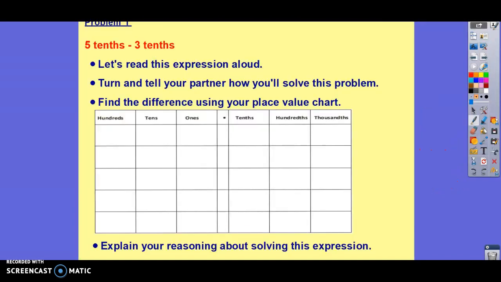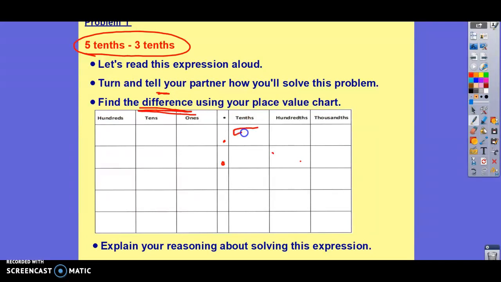So using the place value chart, something we need to do quite often is compare values and subtract or add values in the same place value position. So this is 5/10 and 3/10 written in word form for us. We'd fill out our place value chart and then we're going to try to find the difference. Finding the difference means to subtract using the place value chart. We can explain our reasoning about solving the expression at the end.